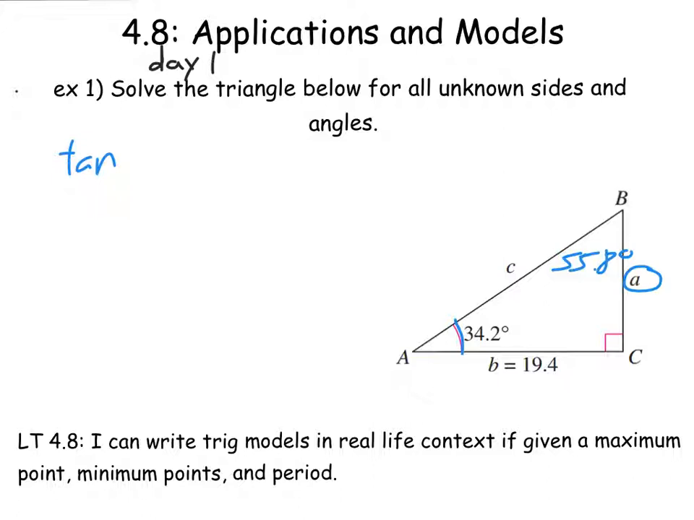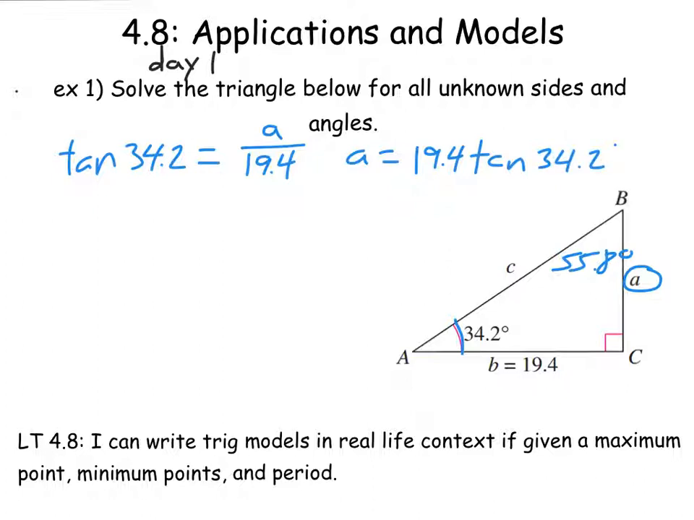But here what I'm after is I see tangent of 34.2 is the opposite side over the adjacent side, and I'm really interested in that because I know the adjacent side. And that leaves me with only one variable. And therefore side length A would be 19.4 times the tangent of 34.2 degrees. You can already see here that having a calculator that's set to degree mode is a good idea.